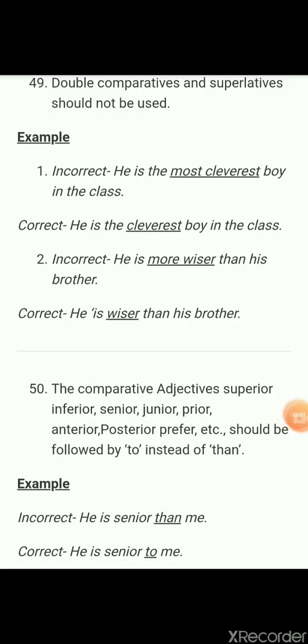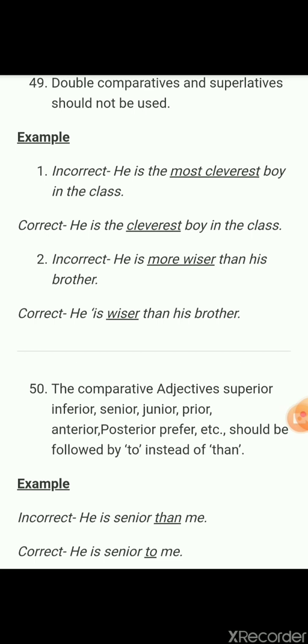Rule number 49, double comparatives and superlatives should not be used. Never use two comparatives or superlatives together. If they are in the sentence, it is erroneous. Incorrect sentence we read first. He is the most cleverest. Both are superlative. It will not go. He is the cleverest boy in the class. You remove most. Incorrect sentence one more. He is more wiser than his brother. He is wiser than his brother.